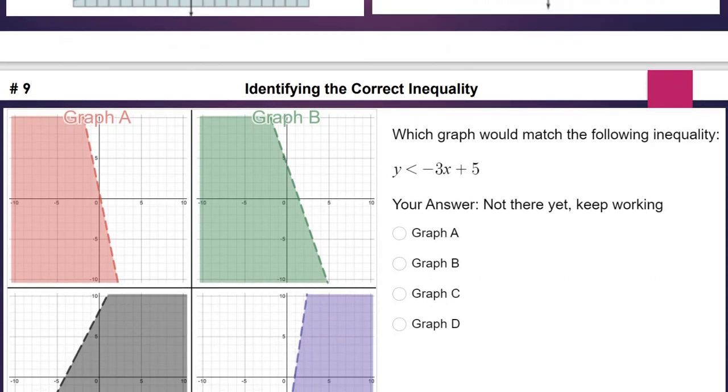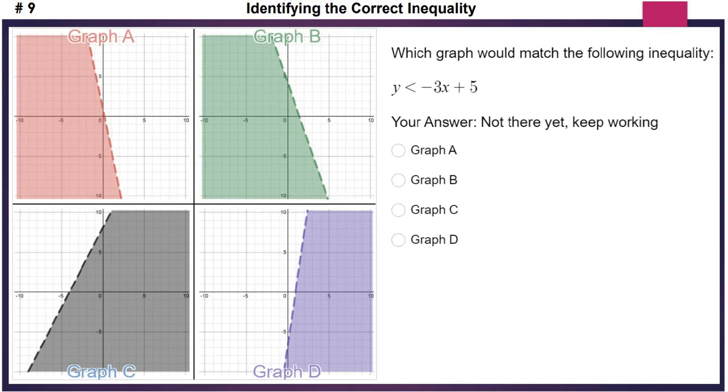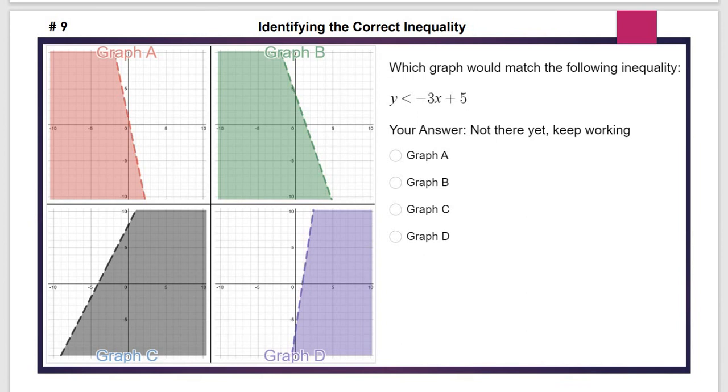Now, let's look at number 9 right here. On number 9, as we're looking through here, we're looking to see which graph would match the following inequality. So the first thing I'm going to do is check the symbol. I see the symbol is this. There's no equal. That means there's no solid line. Well, none of these have solid lines, so you don't have to worry about that. Then it's less than, so that means it's shaded down below the line.